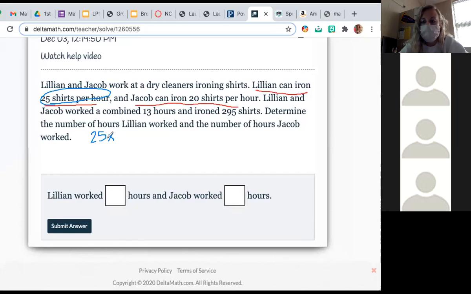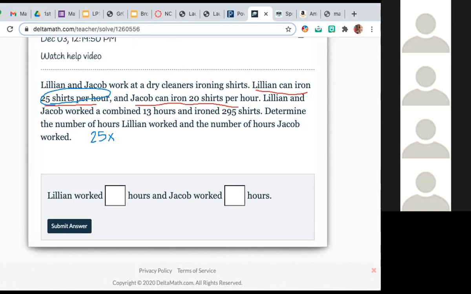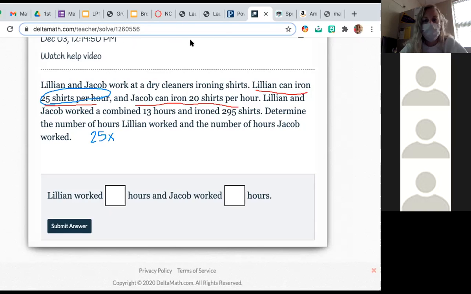Y'all okay with that? They are quiet. I think they're okay. Most of them will unmute and ask me a question if they got one. All right. How can we write 20 shirts per hour? Okay. Why'd you use Y, Brooke? Good. She said Lillian and Jacob are 2 different people, so they need 2 different letters. I agree. So she used X and Y. That looks perfect.